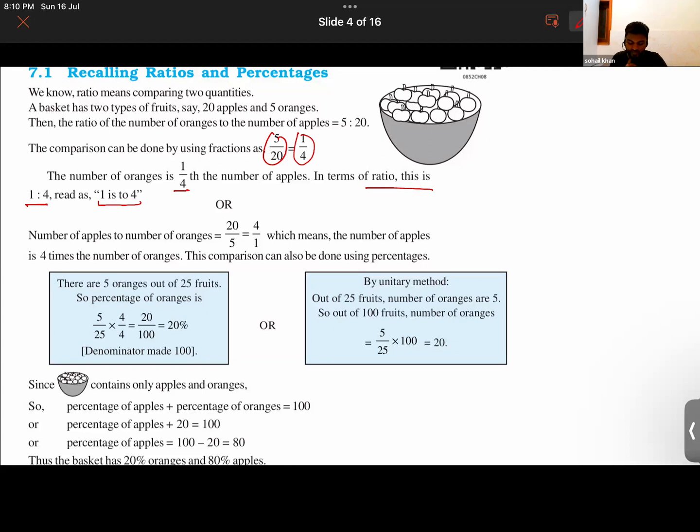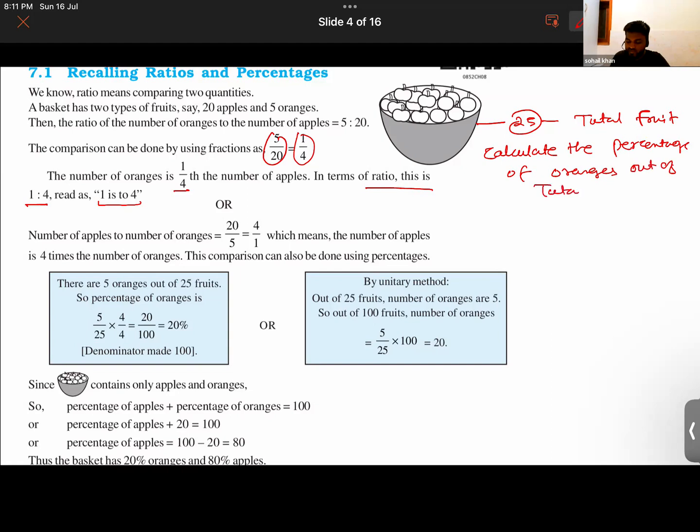Read as 1:4. Now if you were to calculate the percentage of oranges out of the total fruit, the total fruits here are 25. That is the total fruit, guys. Now if someone asks you to calculate what percentage of the basket is oranges, how do you do that? Here you have two quantities. Percentage of oranges out of total fruit.